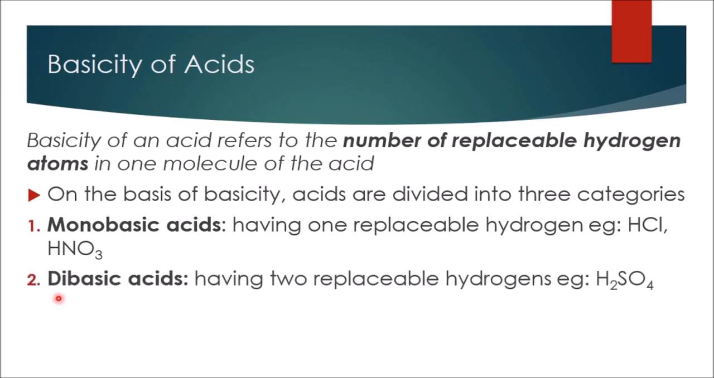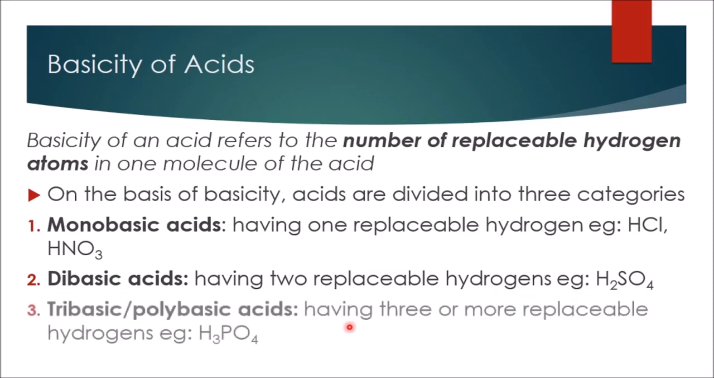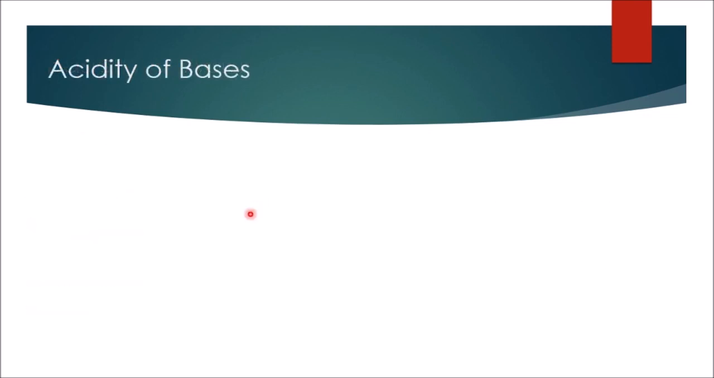Dibasic acids have two replaceable hydrogen atoms, like H2SO4. And tribasic or polybasic: tri means three and poly means more. So the ones which have three or more replaceable hydrogen atoms are called polybasic acids or tribasic acids. For example, we have H3PO4, which is called phosphoric acid.